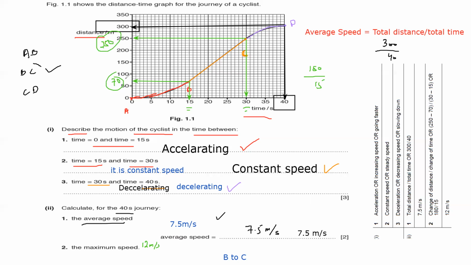Is this question clear? Finding the maximum speed of an object using a distance time graph: we check the region where it has a steeper slope, and using that region we can work out the maximum speed.